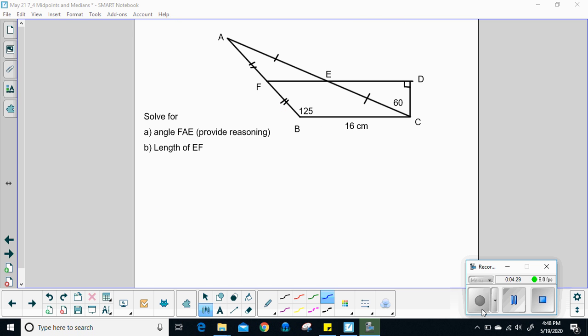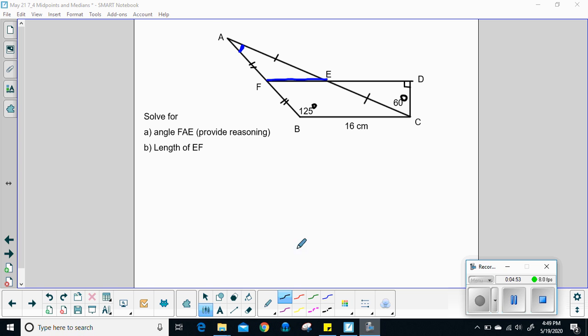Hey, this example looks fun. So now I am looking for angle FAE. So find your letters, FAE. So that means I'm looking for this angle in here. Okay. And I need to provide reasoning, so I can't just randomly write down a number. And I'm also going to look for the length of EF. So we need all of those pieces.